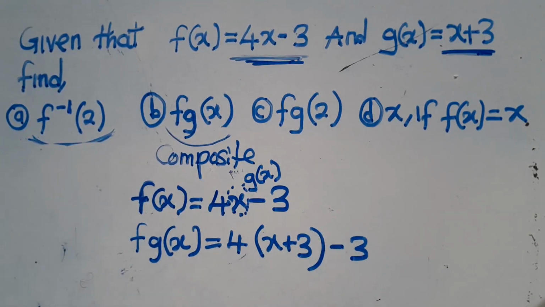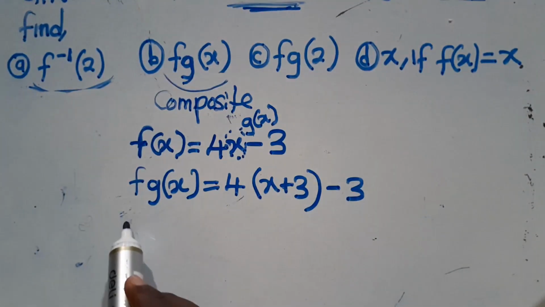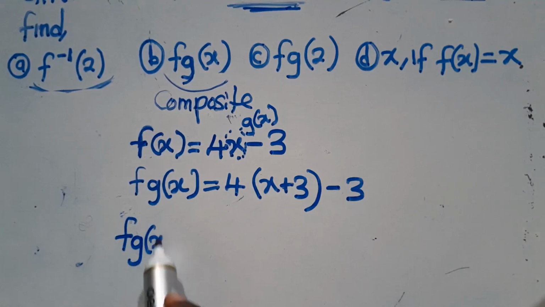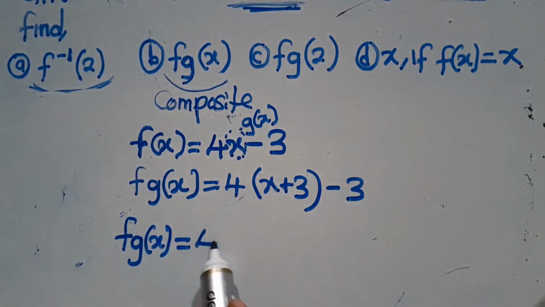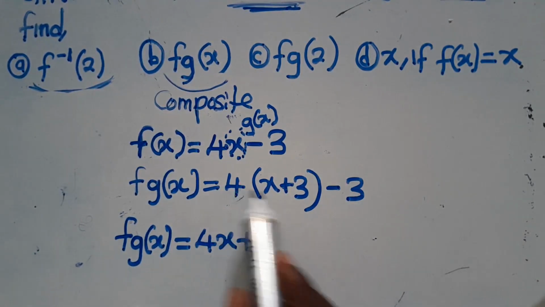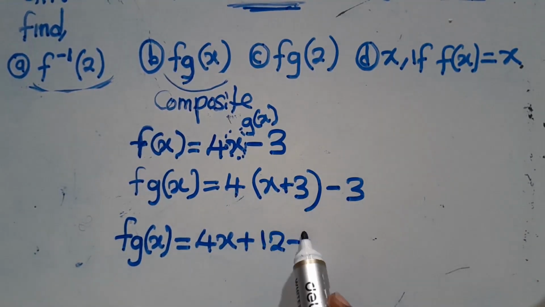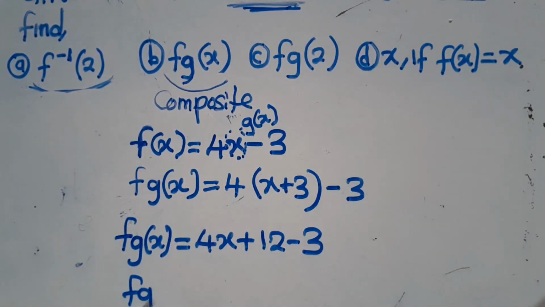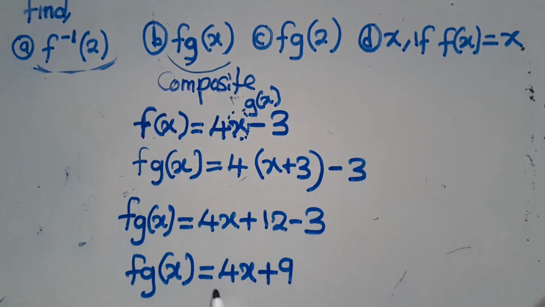From here, the next thing is to evaluate this. So f of g of x is equal to 4 times x, that is 4x, plus 4 times 3, that is 12, minus 3. So f of g of x is equal to 4x, 12 minus 3, I get 9. So plus 9. This is my answer on that particular part. So I found f of g of x.